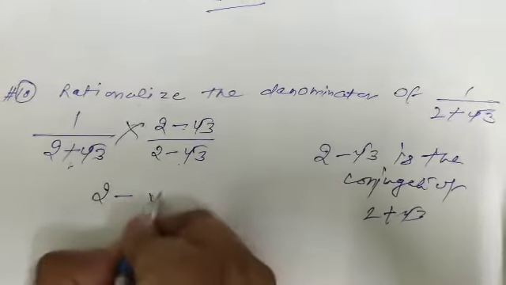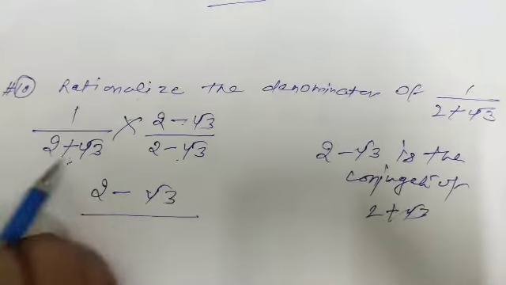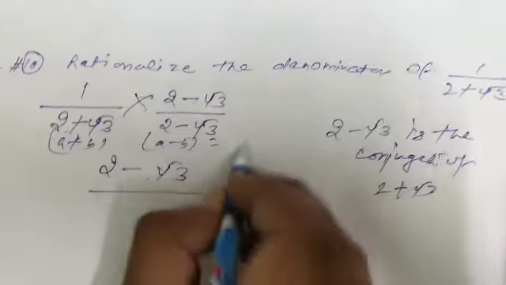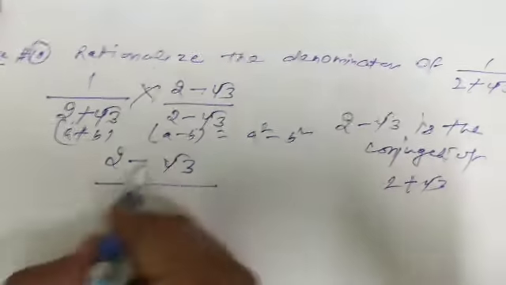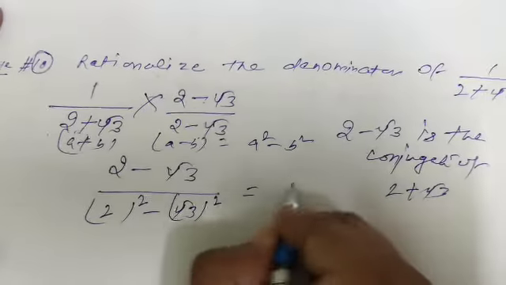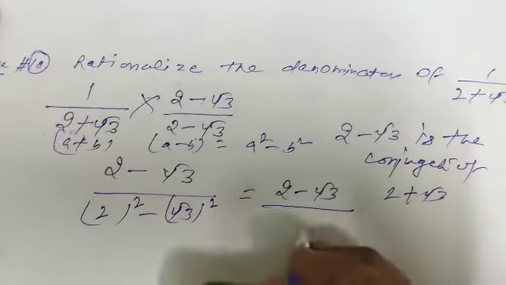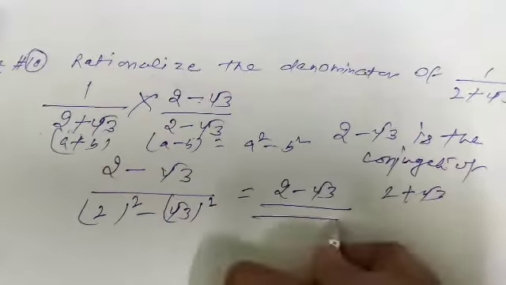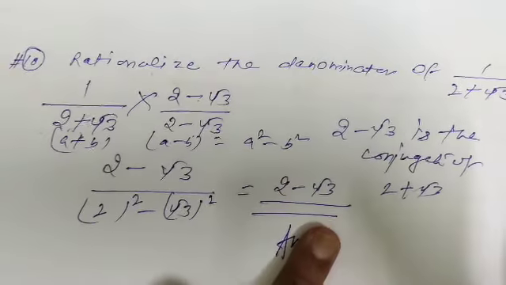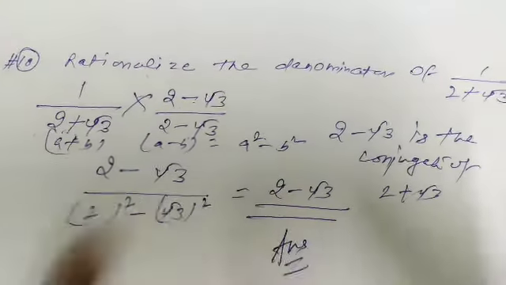2 minus root 3, you can apply a formula here. (a plus b) into (a minus b) equals a square minus b square. 2 square minus root 3 whole square. What is it? 2 minus root 3 upon 4 minus 3 equals 1. Then what will be the answer? 2 minus root 3. I will tell you one trick also with it.